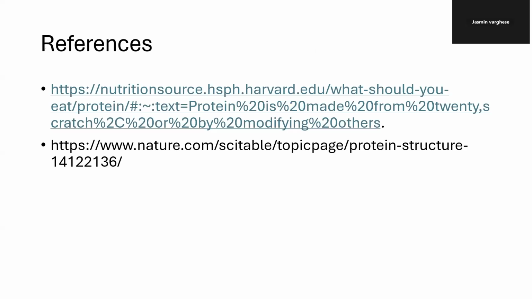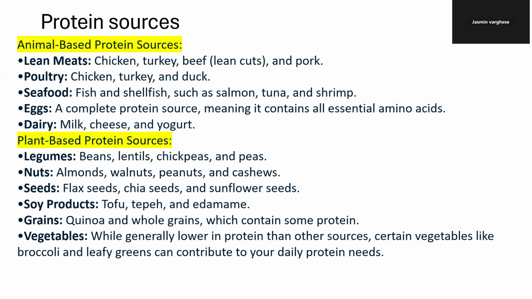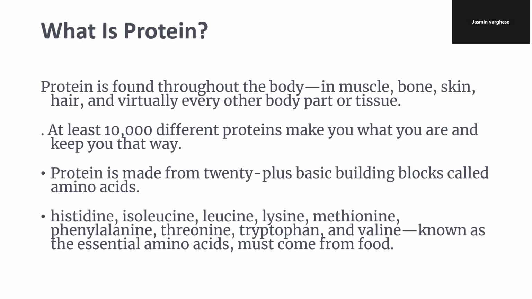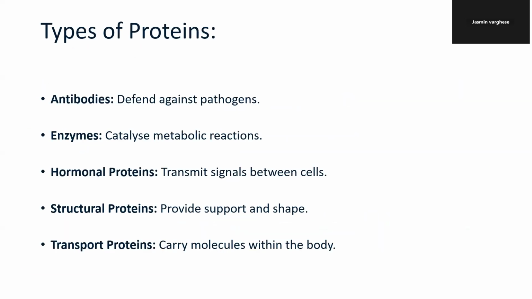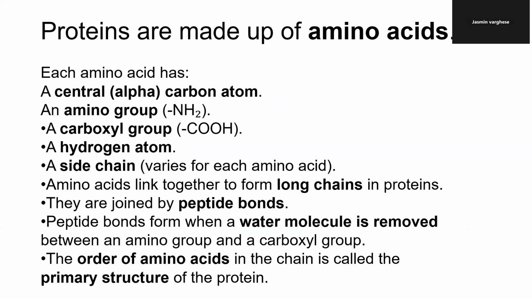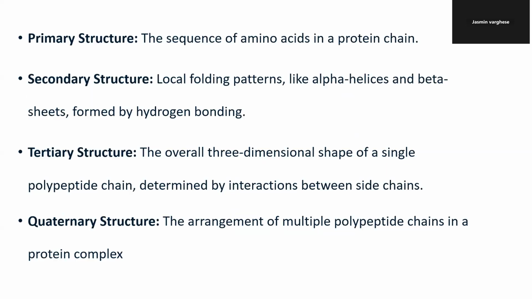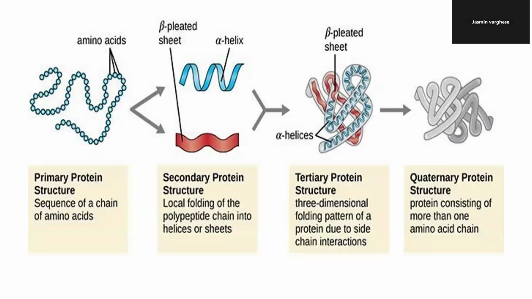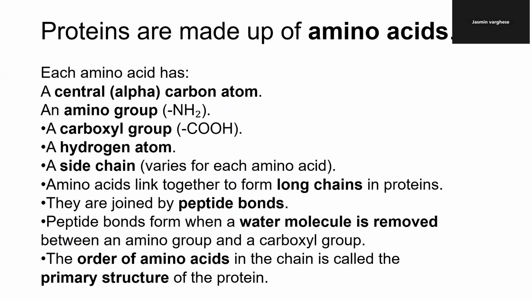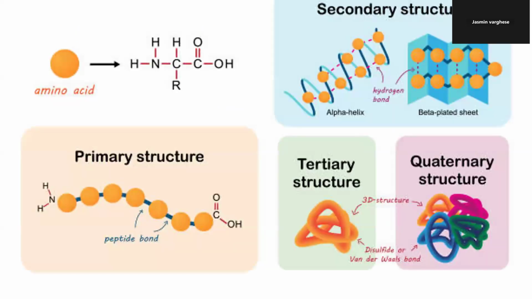So this is about protein. Hope you understand, guys. Protein is the building block of our body. And what is the building block of protein? Amino acids are the building blocks of protein. We have primary, secondary, tertiary and quaternary structures of protein, and each amino acid is made up of a central alpha carbon atom, an amino group, a carboxyl group, a hydrogen atom and a side chain.